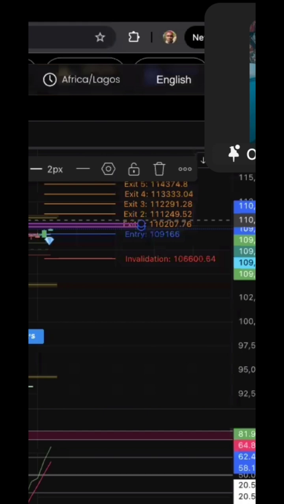First of all, let's start with the entry. The entry is the point at which you're entering the market, the price at which you want to get into the market. The price that the scanner gave us is 109,166, okay? And then the invalidation is the stop loss, that's the SL. That means it shows the amount of money you're willing to risk in a trade.